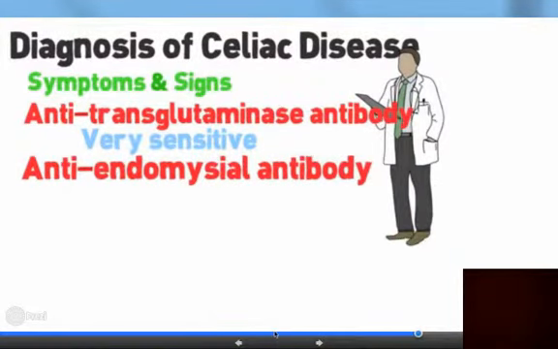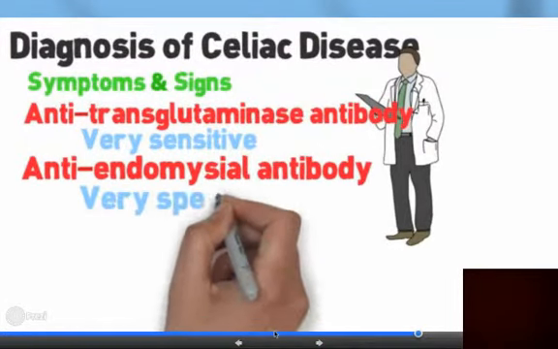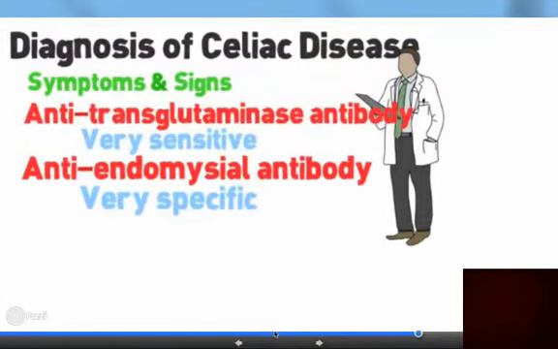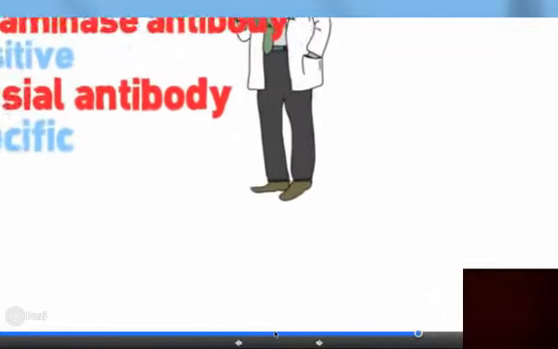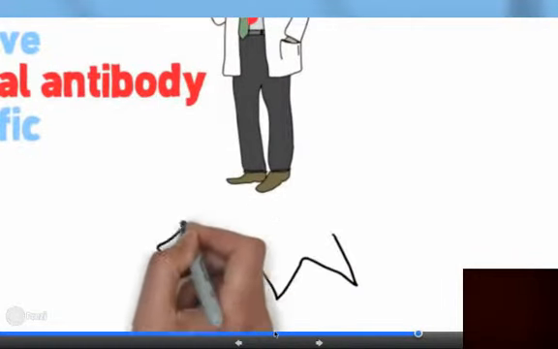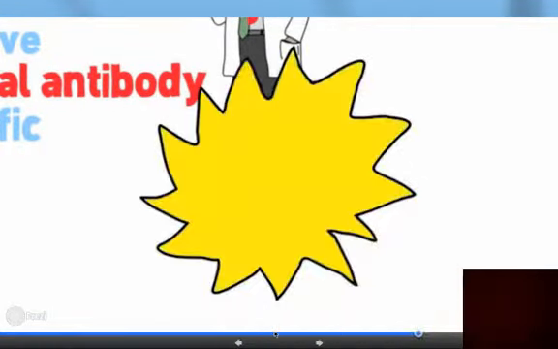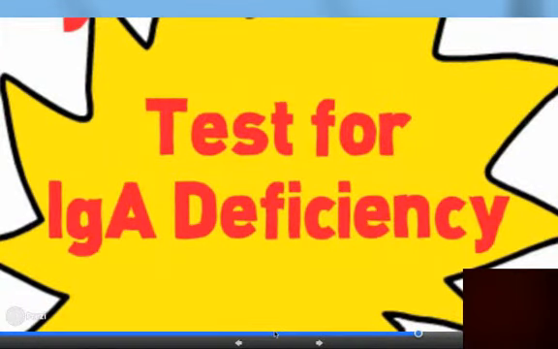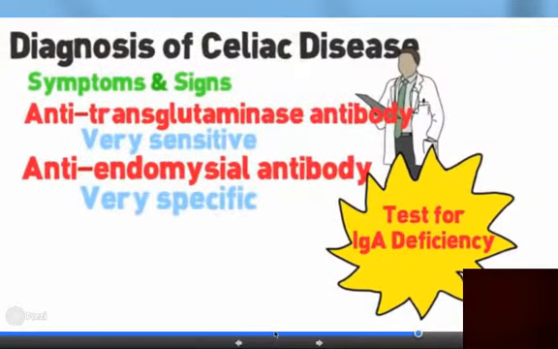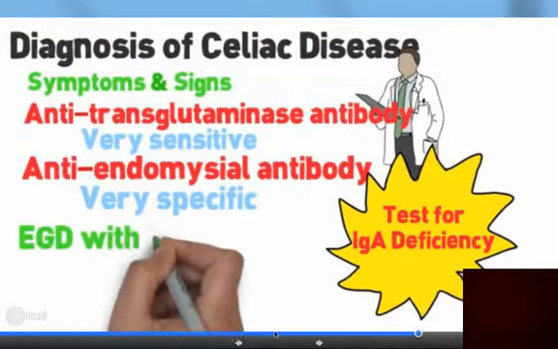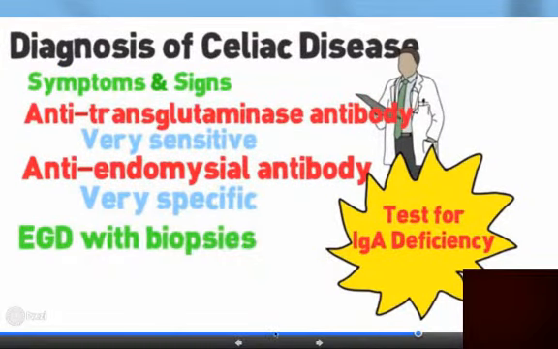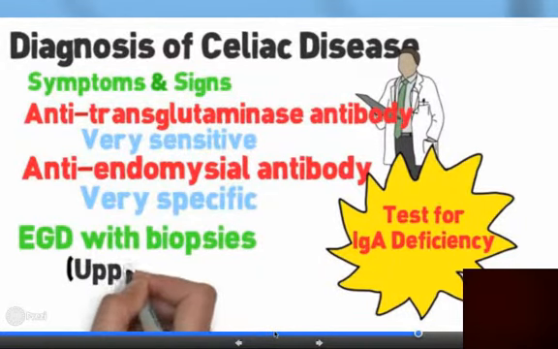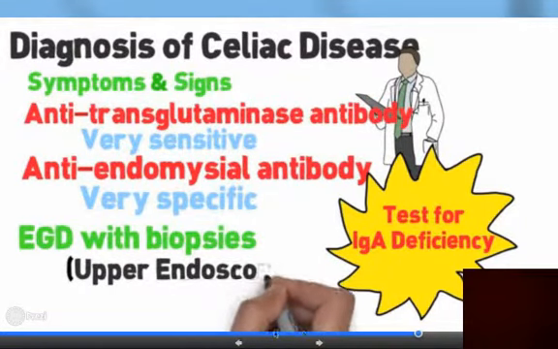Now keep in mind, many people will have IgA deficiency. It's a protein involved in your immune system. If you do have a deficiency in this protein, your antibody studies, anti-endomysial and anti-transglutaminase, will be automatically negative. So you may get false negatives if you have a person with IgA deficiency. So keep that in mind. Next, if your antibodies come back positive, they'll do an EGD or upper endoscopy, taking biopsies to see if the tissue in your bowel is affected.